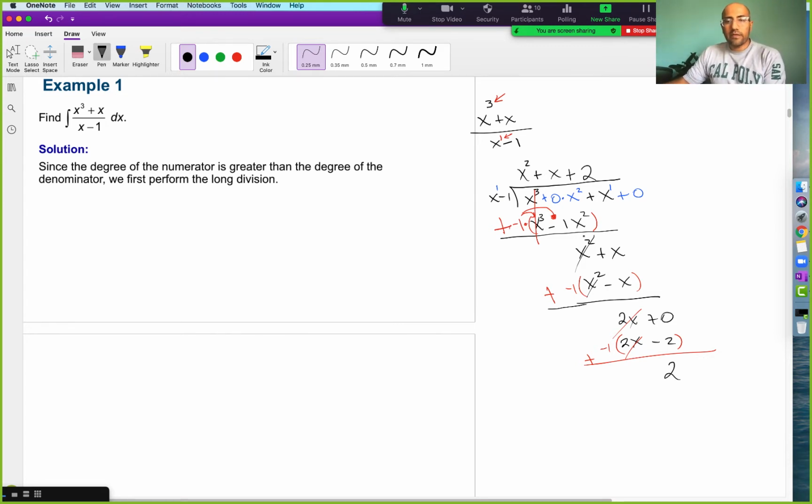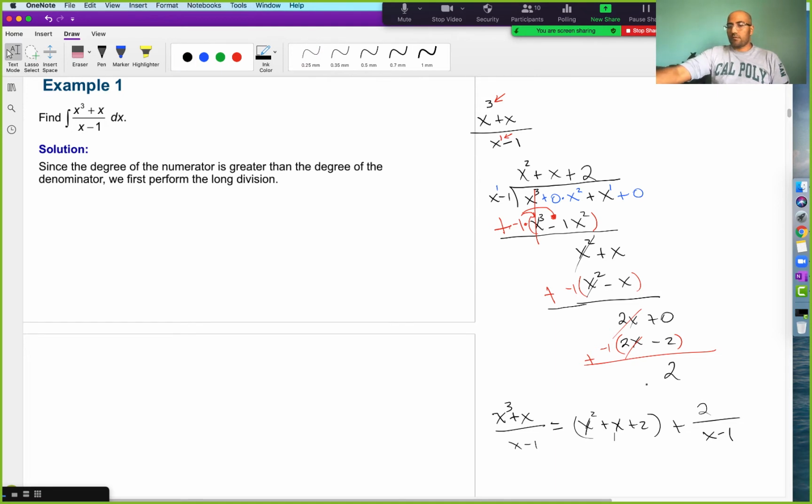Okay, so all of this tells me that this original fraction, which was x to the third power plus x over x minus 1, this rational function, can be expressed as x squared plus x plus 2, plus 2 as the remainder over the divisor, which was x minus 1. Good. Any questions?